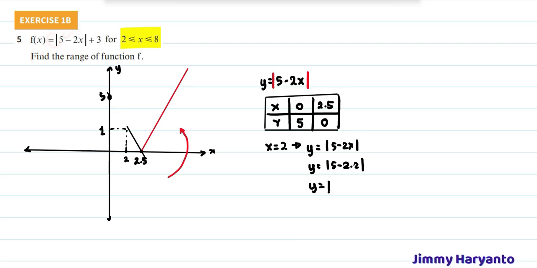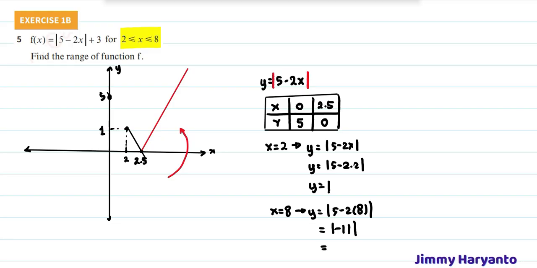We limit our graph. Okay, and then x equals 8. When x equals 8, the value of y will be y equals 5 minus 2 times 8, so you'll have negative 16, negative 11. And then find the absolute value of negative 11, it will become 11. So when x equals 8, the value of y will be 11.